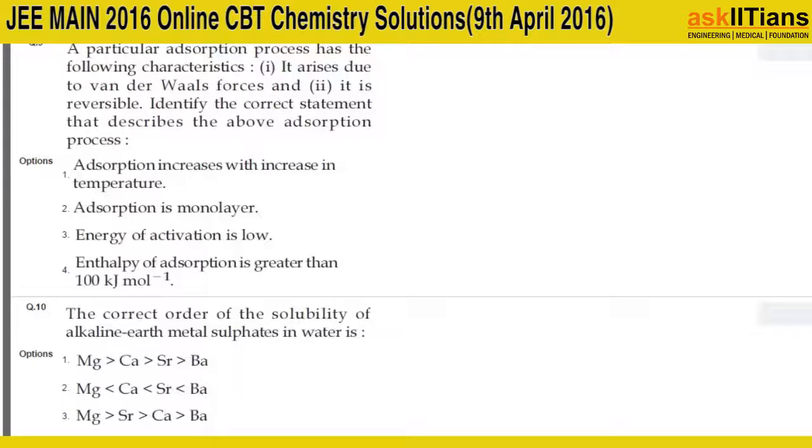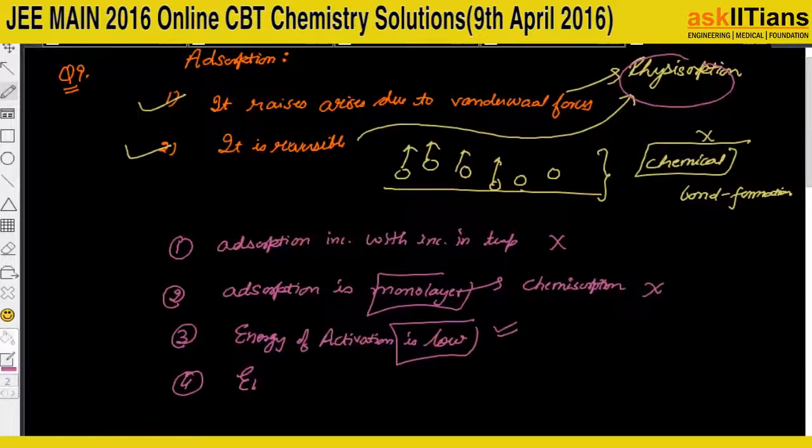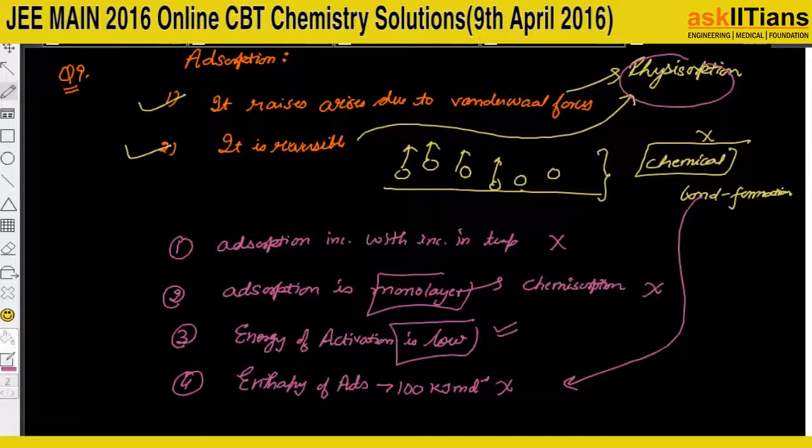Coming over to the fourth option, you have enthalpy of adsorption is greater than 100 kilojoules per mole. So dear students, this is again a false statement because only if it were chemisorption would it have followed this particular character trait. So I'll say option number 3 is the only correct option out of the 4 options given to us in this question. So done with this question, let us move over to question number 10 now.